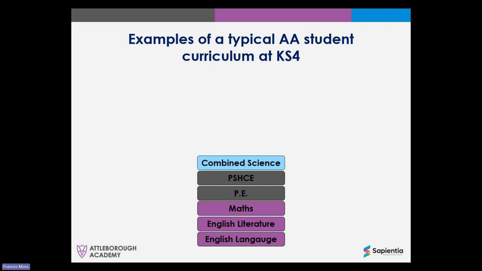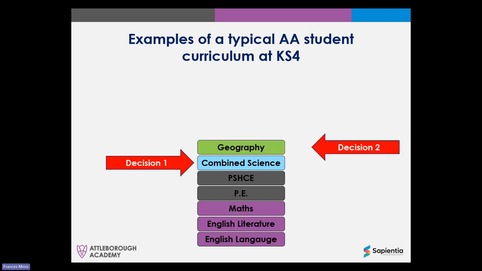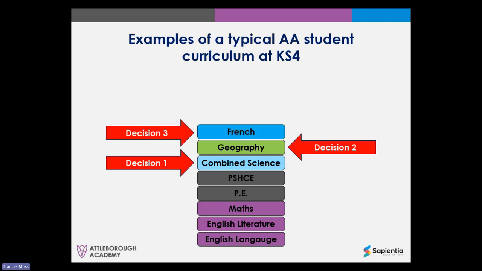You will be then doing your science. So for example, combined science will go in for your decision one. Your decision two is whether you're doing geography or history. The third decision you are making is whether you're doing French or German.